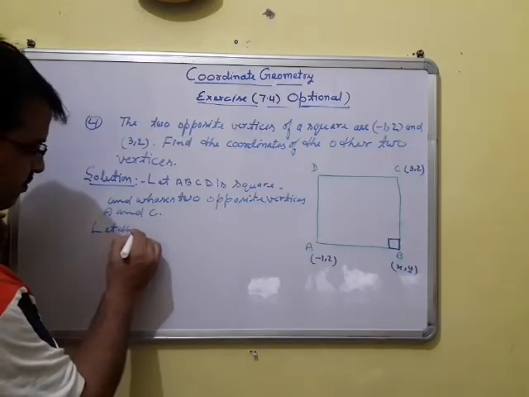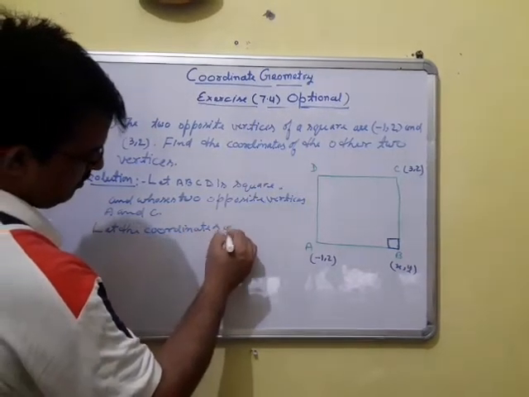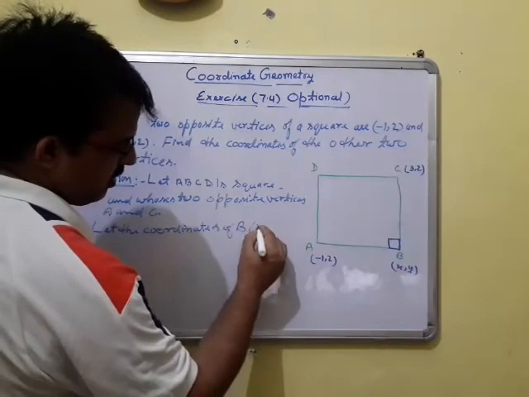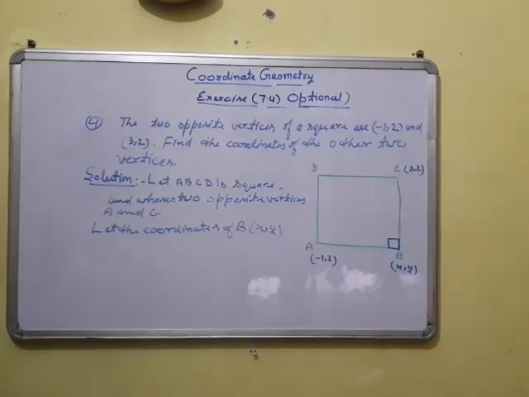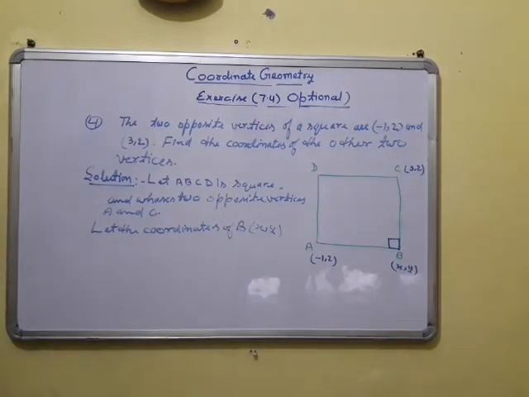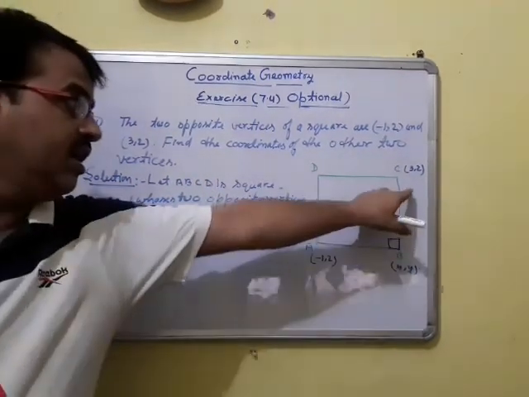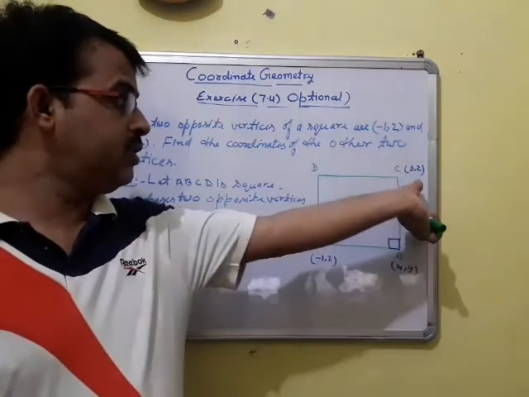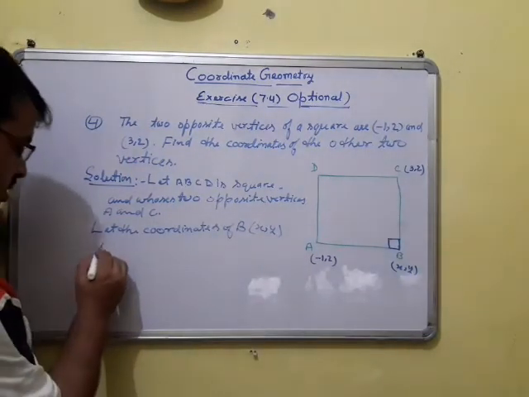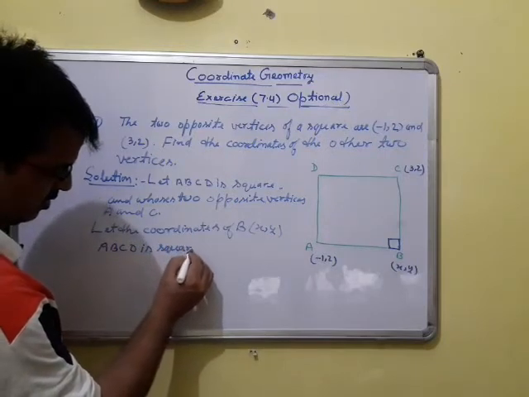B की coordinates हमारे क्या होंगे? x and y. हमने इसको ले लिया. क्लियर? तो ABCD अगर स्क्वायर है तो उसके सभी साइड्स क्या होंगे? All sides are equal. So here AB is equal to BC. ABCD is a square, all sides are equal.